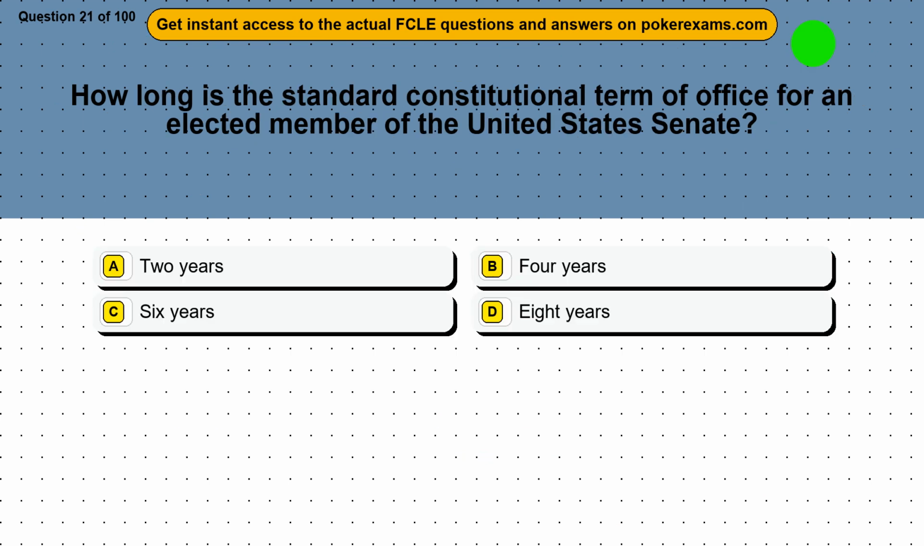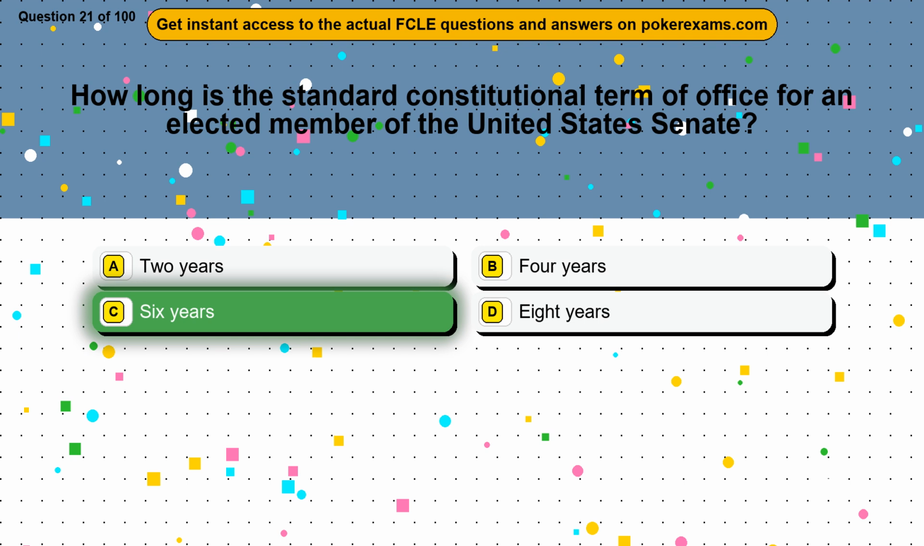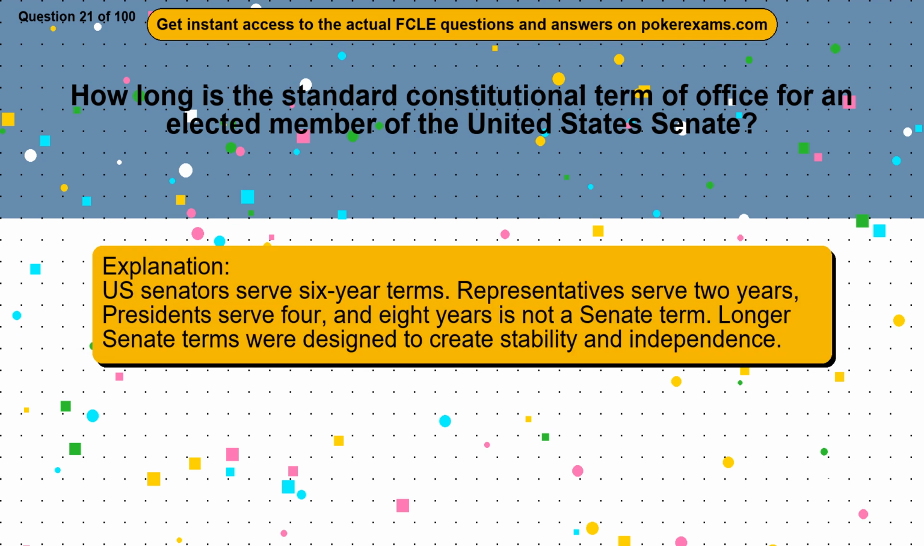Question 21. How long is the standard constitutional term of office for an elected member of the United States Senate? Option A, 2 years. Option B, 4 years. Option C, 6 years. Option D, 8 years. The correct answer is option C, 6 years. U.S. Senators serve 6-year terms. Representatives serve 2 years, presidents serve 4, and 8 years is not a Senate term. Longer Senate terms were designed to create stability and independence.